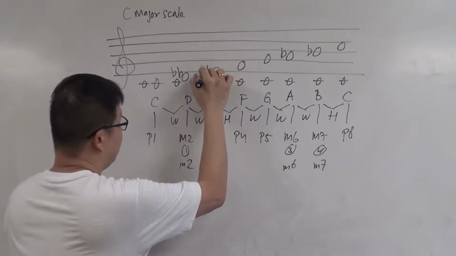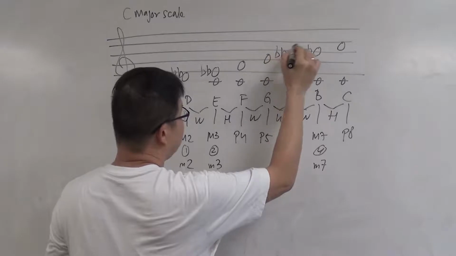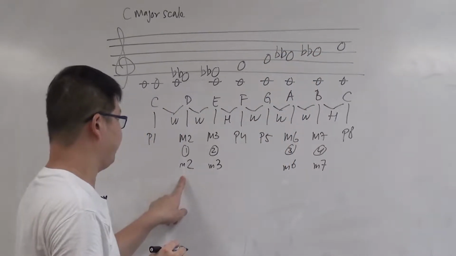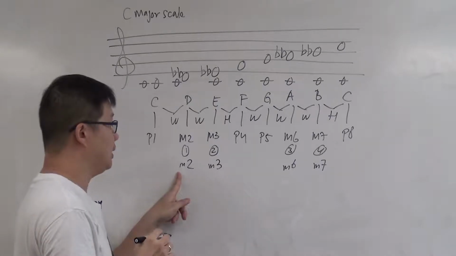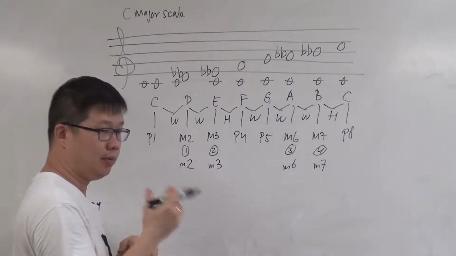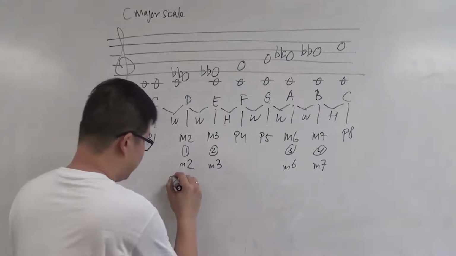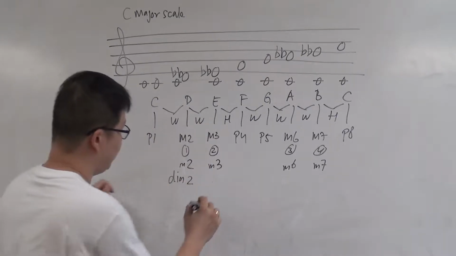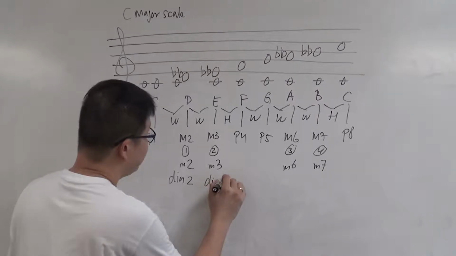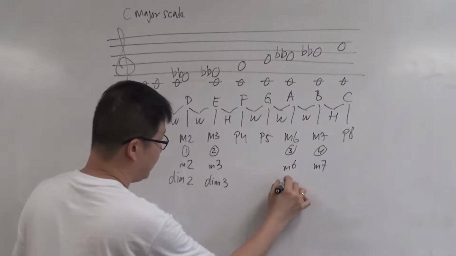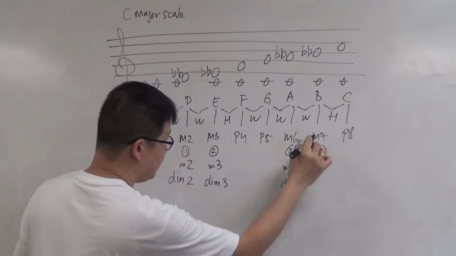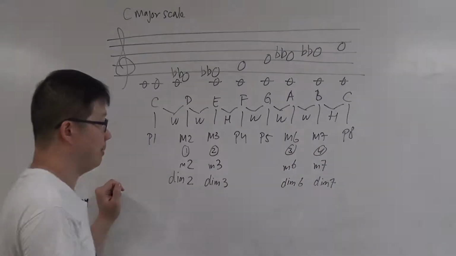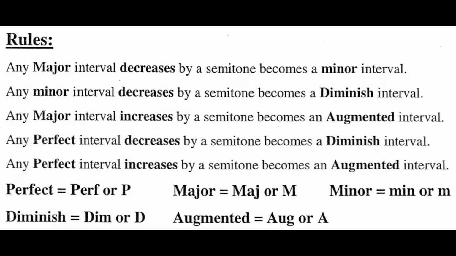So we put another flat here, another flat here, and another flat here. The rules say a minor interval decreased by a semitone becomes a diminished interval. So this becomes a diminished second, this one becomes a diminished third, this one becomes a diminished 6th, and this one becomes a diminished 7th.